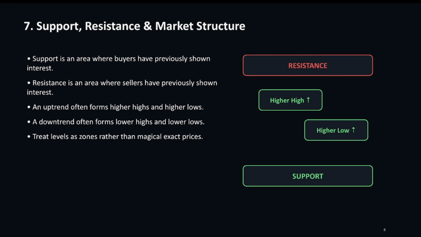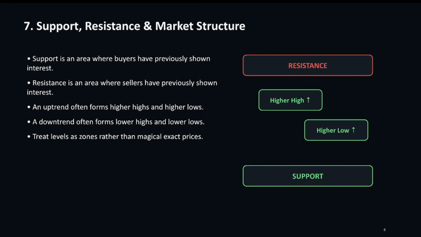Resistance is an area where sellers have previously shown interest. It's the same kind of thing as support, but for resistance, I like to compare it to a ceiling. Let's say you jump up and hit your head on the ceiling. What's going to happen? You're going to come back down. Now for support, let's say you jump up, and then what happens when you land? You hit the ground, which acts as support. So, support, resistance. Resistance is where sellers are interested. Support is where buyers are interested.